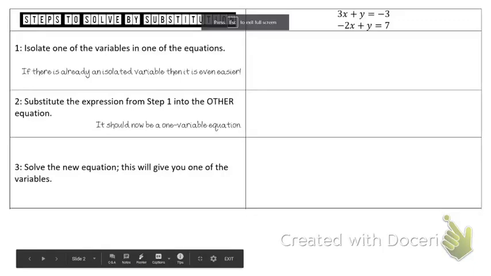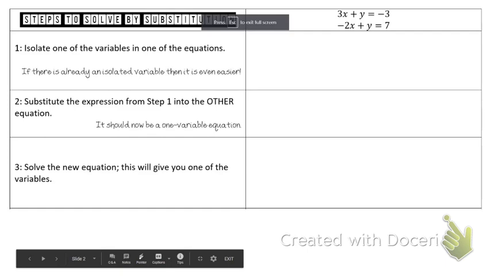We're going to solve these systems with substitution, which gets to be easier the more that you do it. I'm going to try to make sure that I explain this as well as I can on a video, but know that you can always ask me questions as well. So here we have a system of 3x plus y equals -3 and -2x plus y equals 7.